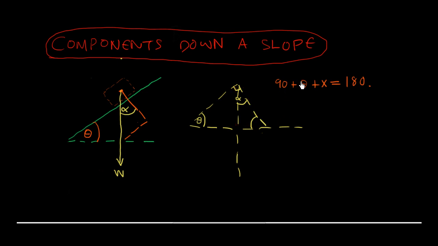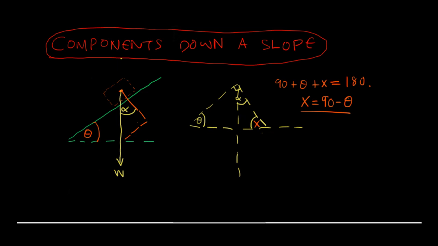So 90 plus theta plus x is equal to 180. So then what is x? X is going to equal 180 minus 90, which is the same thing as 90. Then the theta goes to the other side also, minus theta. So now we have a relationship between this guy here, which is x, and this guy theta. Okay, so x will be 90 minus theta.